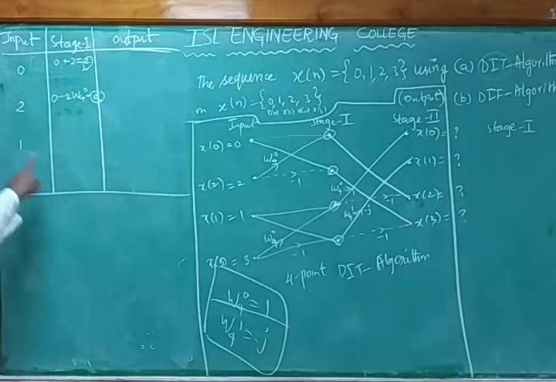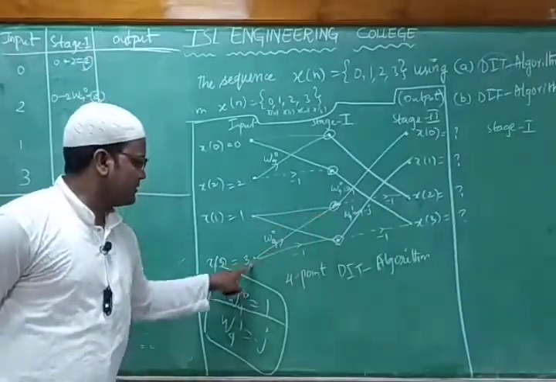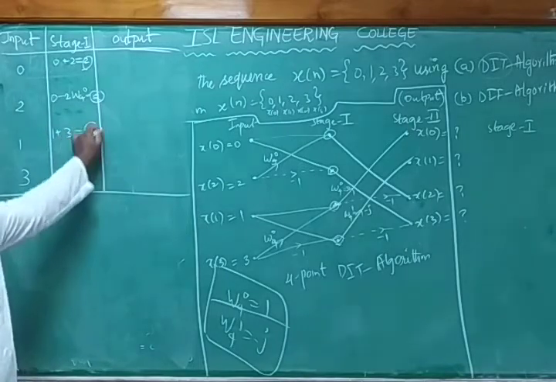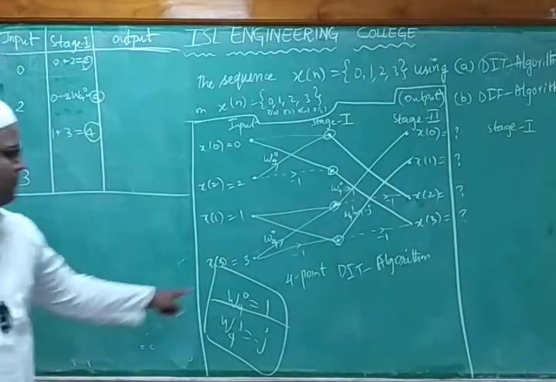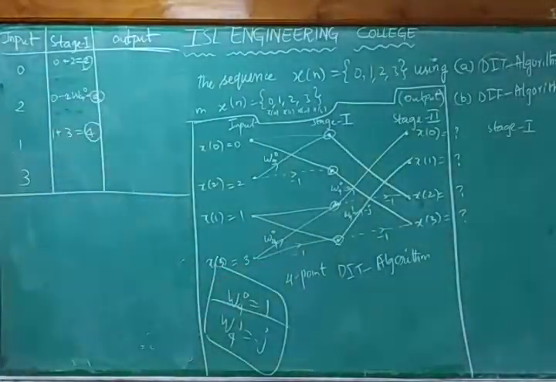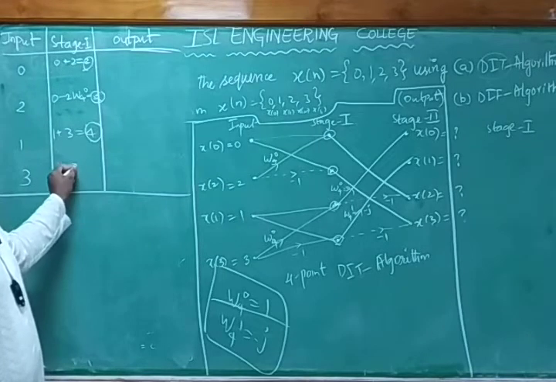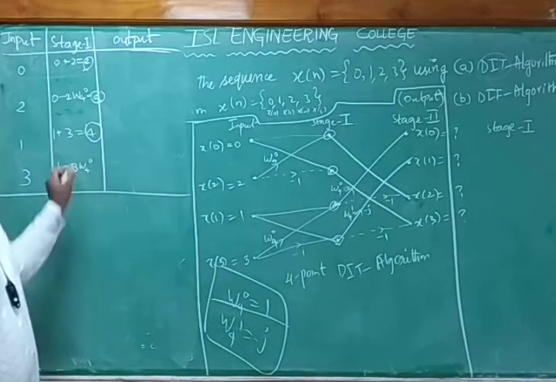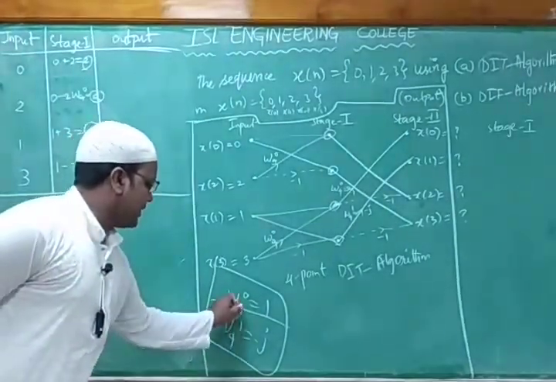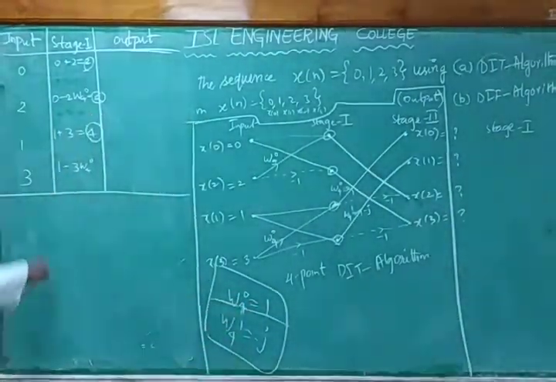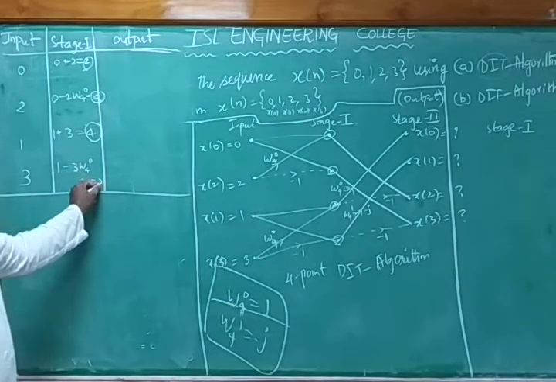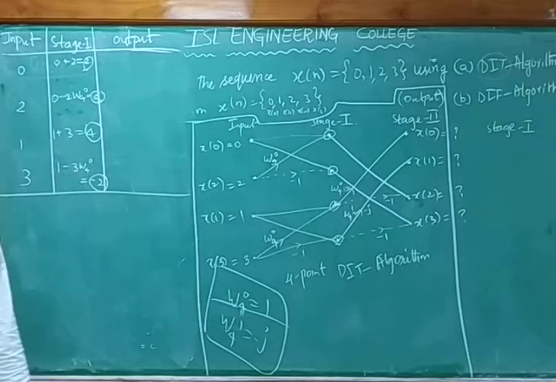Similarly, for the next input, this one: 1 plus 3. So I can write 1 plus 3, that is 4. Similarly, for the last one, what is the value here? 1 minus 1 of 3. So I can write 1 minus 3 into omega 4 power 0. Right? What is omega 4 power 0? It's 1. So 1 minus 3 into 1, that is 3, so 1 minus 3 will be minus 2. Right? So we found all those values.